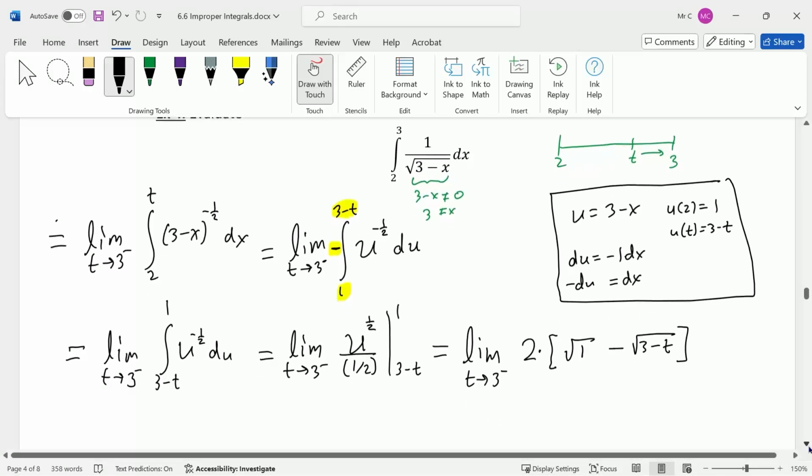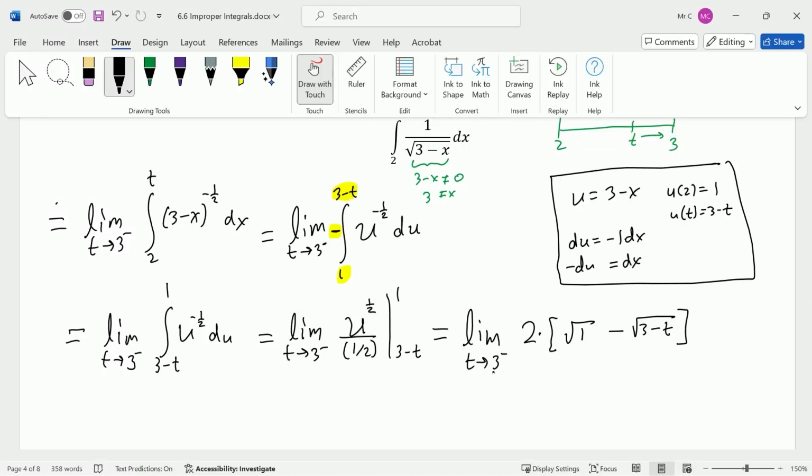And so now we can see why getting this direction correct was really important. Because if t was approaching 3 from the right, I would have 3 minus a number bigger than 3, and this square root would be undefined. So we would think that the limit doesn't exist here. But actually, since t is approaching 3 from the left, 3 minus t is just approaching 0 normally, and the square root of 0 is 0. So altogether, this works out to be 2 times the square root of 1, which is 1. So I just get 2, and hence the integral converges.